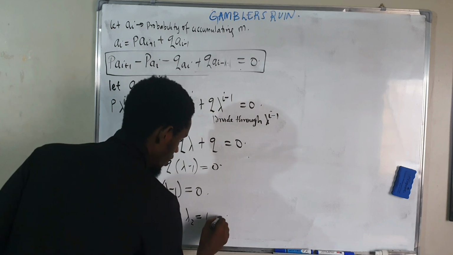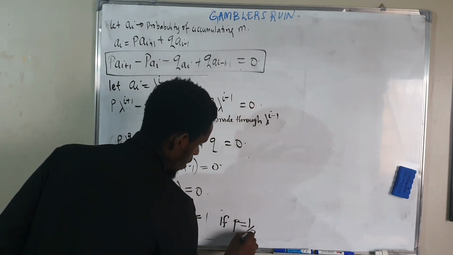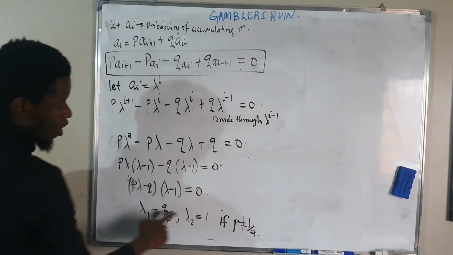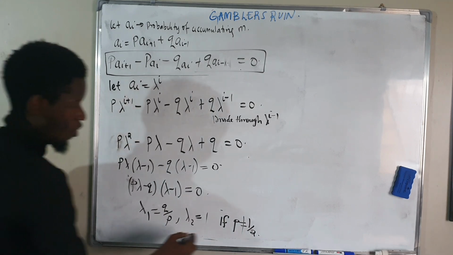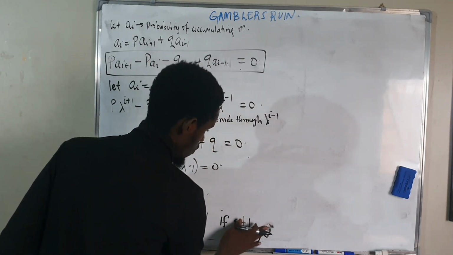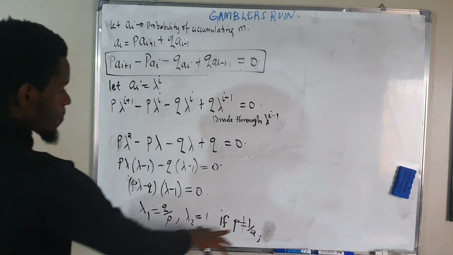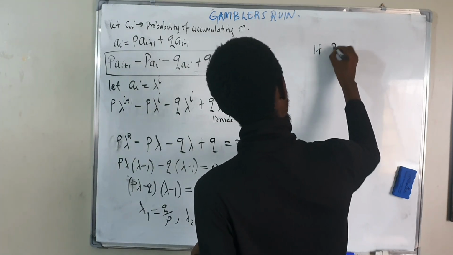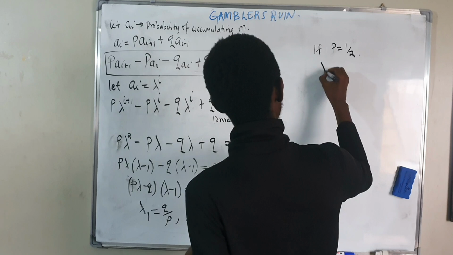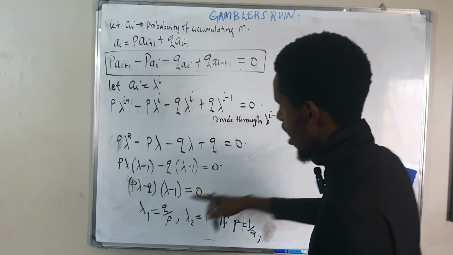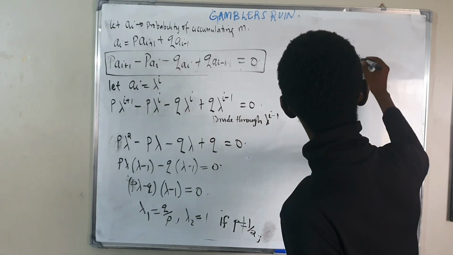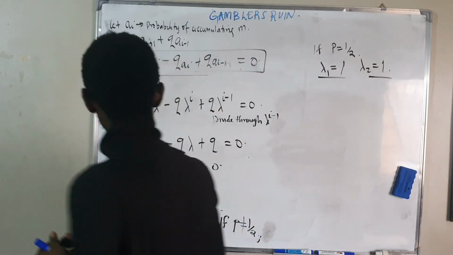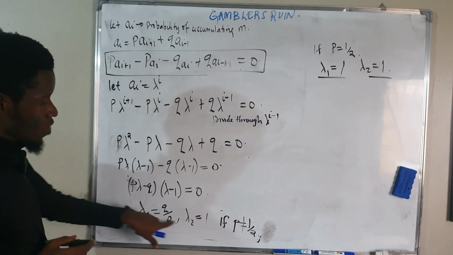Now, this will happen if P is not equal to a half, if the probability of winning $1 is not equal to a half. If the probability of winning $1 is a half, then I'll have a half divided by a half, which is 1. So if P equals a half, what will be our value of lambda? My lambda 1 is going to be 1, because a half divided by a half is 1, and lambda 2 is going to be 1 also. Therefore, I will have repeated roots when P is a half. Then I will have unrepeated roots, real and distinct roots, when P is not equal to a half.